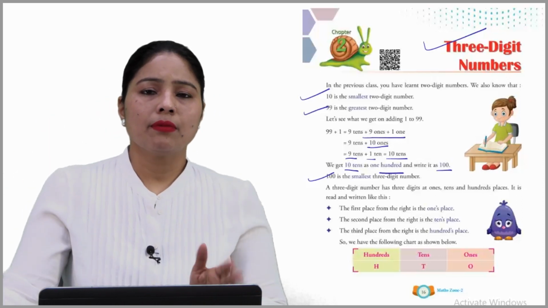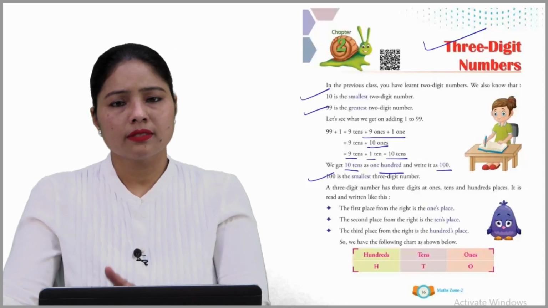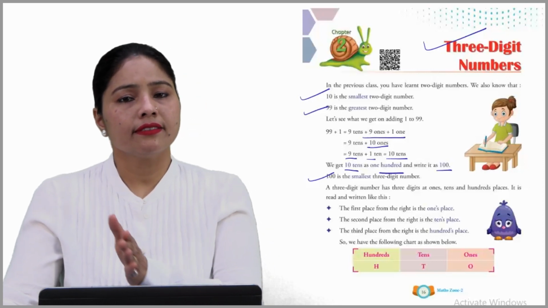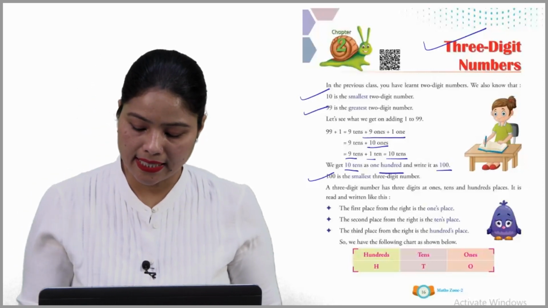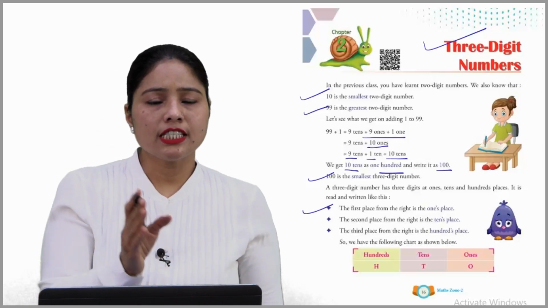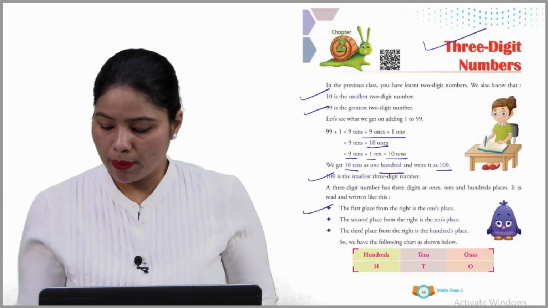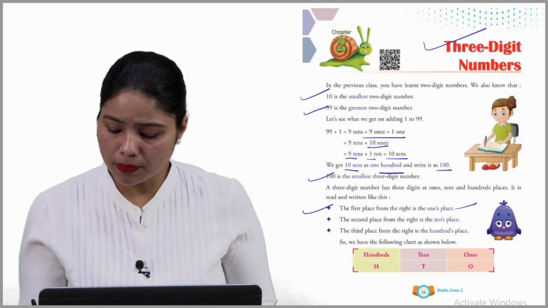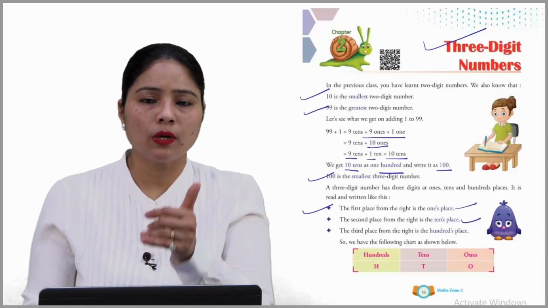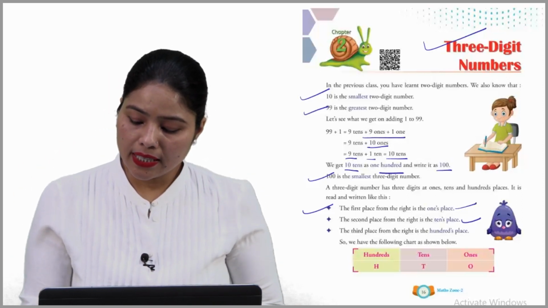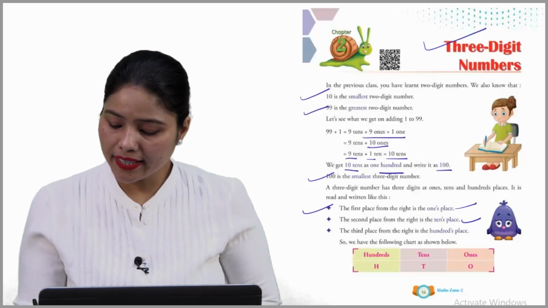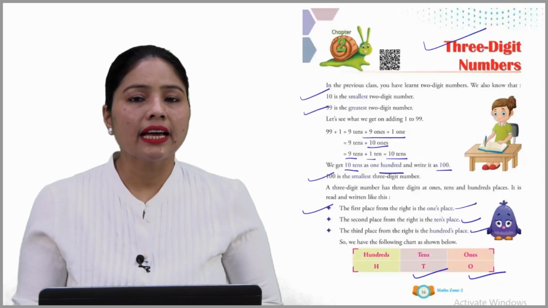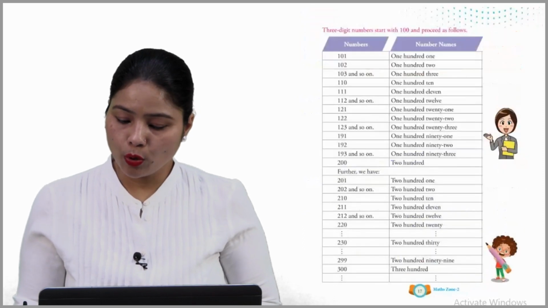A 3 digits number has 3 digits at ones, tens and hundreds places. It is read and written like this. इसको इस तरीके से लिखा जाता है. Let's see. The first place from the right is the ones place. हमारा right से ones place होता है पहला. The second place from the right is tens place. और right से जो दूसरा नंबर पे होता है वो tens place कहलाता है. The third place from the right is a hundred place. Okay. So like this ones place, tens place and hundreds place. Okay beta, I hope you understood.